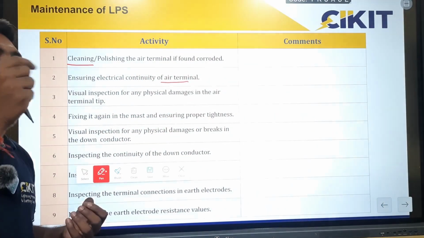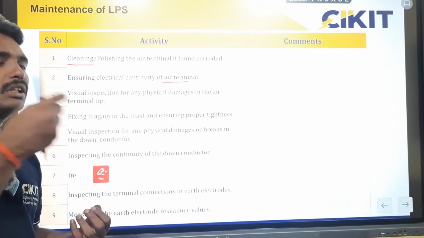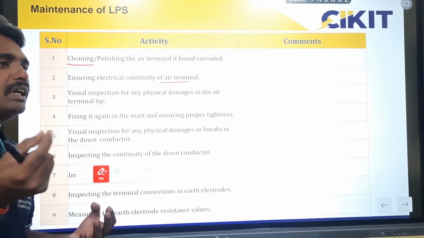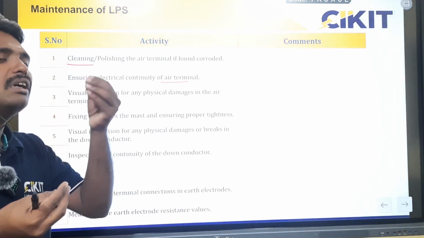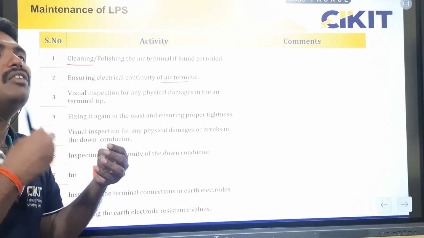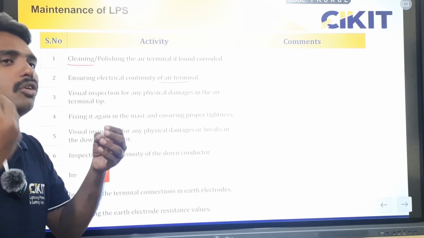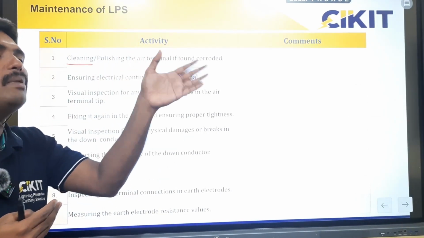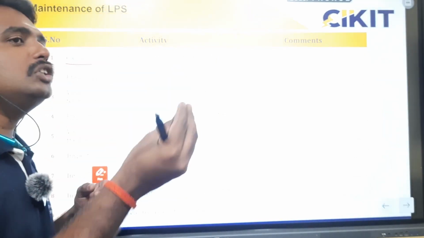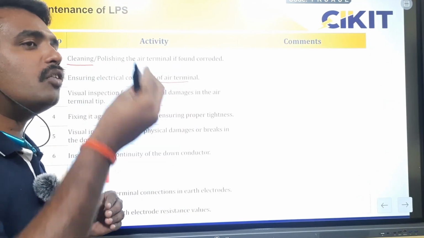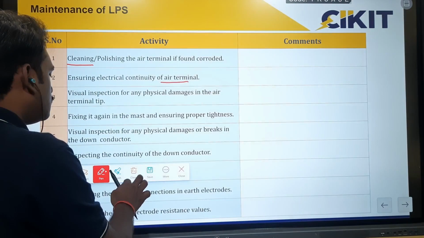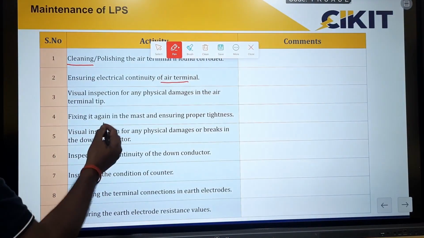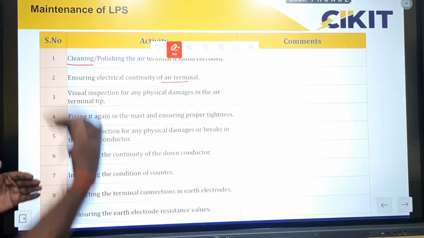We are clamping this down conductor on the wall or the structure to be protected, so the screws must be in good condition. If, because of corrosion, any screw got damaged, it cannot withstand the wind pressure. The damage in one clamp may result in continuous damage of the remaining clamps as well. So we have to ensure the good condition of all the fasteners, and continuity plays a crucial role. So we have to check the continuity between this air terminal and the earthing as well.